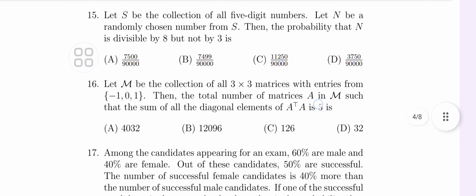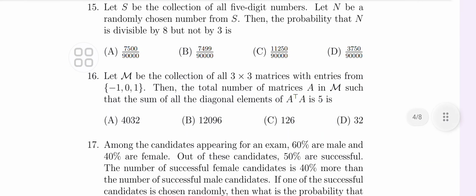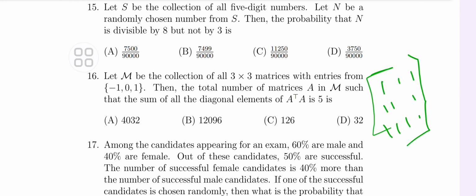Now we have the next question. Let M be the collection of all 3 by 3 matrices. What is a 3 by 3 matrix? This is an identity matrix that I just showed you, to show you a 3 by 3 matrix, and there are 3 to the power 9, that is 19683 possible matrices.